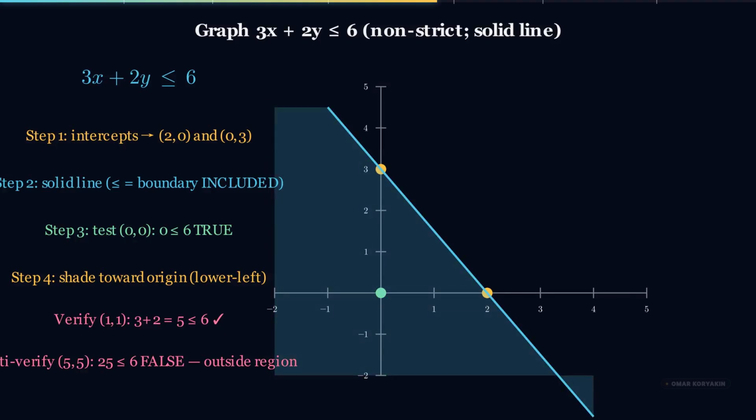The big lesson from this example is the non-strict case with a solid line and the standard form equation graphed by intercepts. The intercept method from lesson 6 is often faster than slope-intercept conversion when the equation is already in standard form, and the solid line is the visual signal that the boundary points are part of the solution. Together with the previous example, you have now seen both line style cases and a clean test point workflow that handles every standard linear inequality on the coordinate plane.